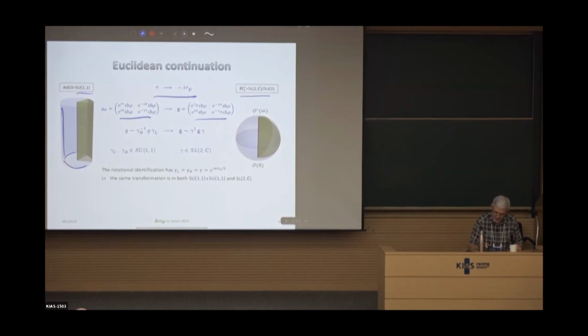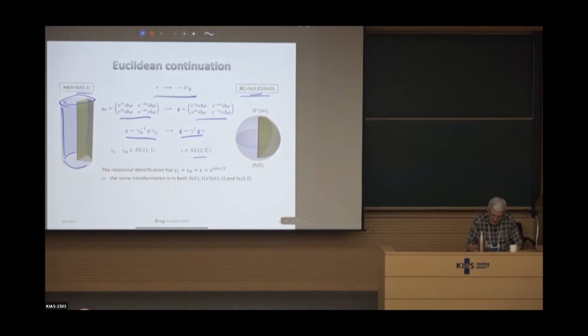And the conjugation of group elements that we were just discussing becomes a conjugation by the symmetry of this hyperbolic ball, which is SL2C. So as usual, the independent left and right conformal transformations I can make on light cone coordinates on the cylinder become now some SL2C symmetry of the Euclidean sphere at the boundary.